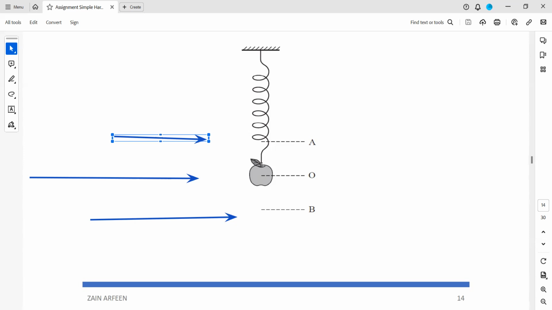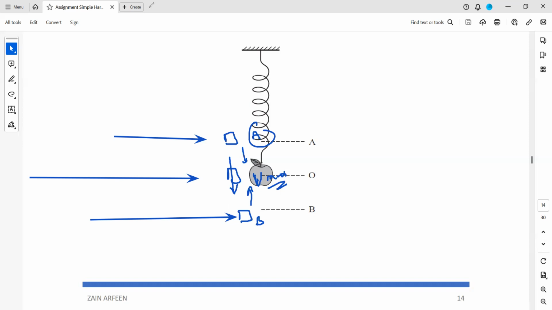Because at position A or at position B, it will momentarily stop. Like here, it is vibrating with maximum speed, because at the mean position the object will have the maximum speed. So momentarily, the apple will stop either at position A or at position B. So he has the best chance to hit the apple when he aims at position A or position B.